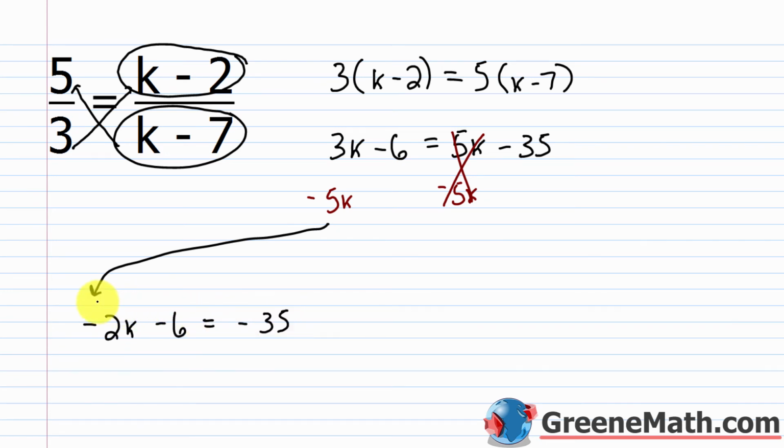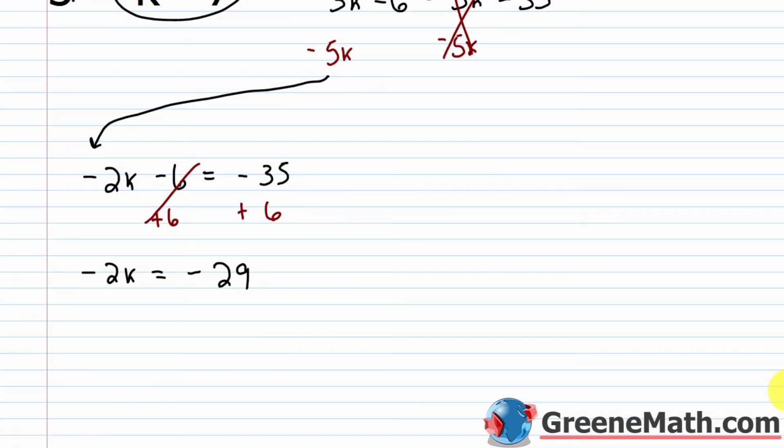I want to isolate this on one side of the equation. So I'm going to add 6 to both sides. So this is gone. And what I'm left with over here is negative 2k. And on the right, negative 35 plus 6 is going to be negative 29. Okay, so continuing, I want k by itself, so I just divide both sides of the equation by negative 2, the coefficient of k. That cancels with that. I have k over on the left. On the right, I have negative 29 divided by negative 2.